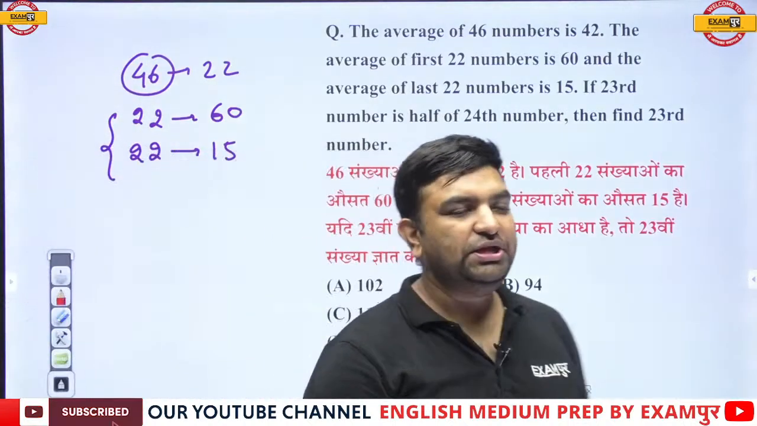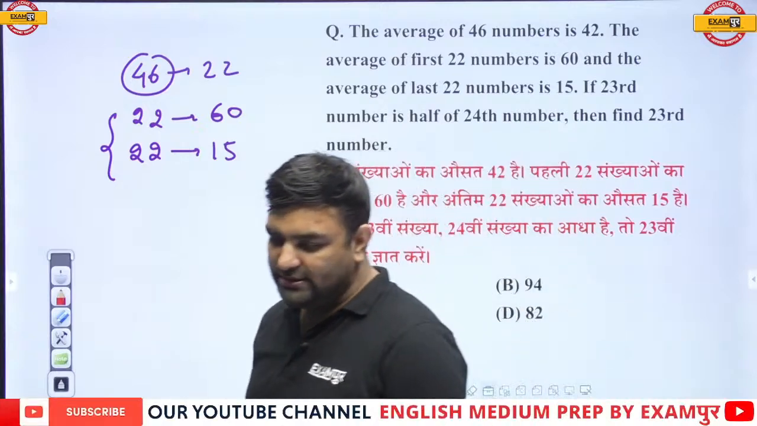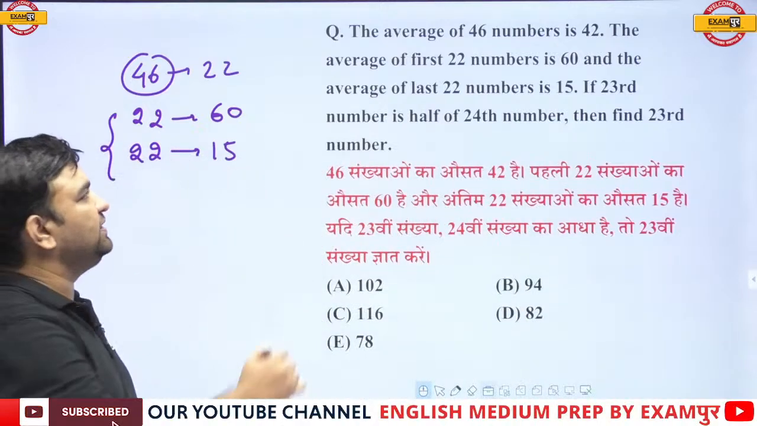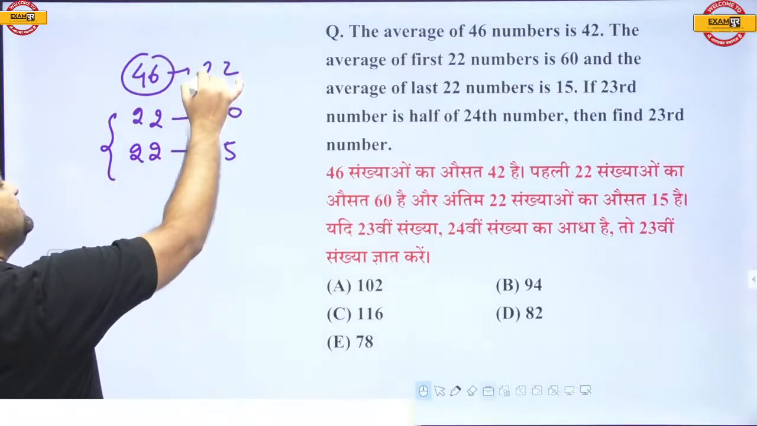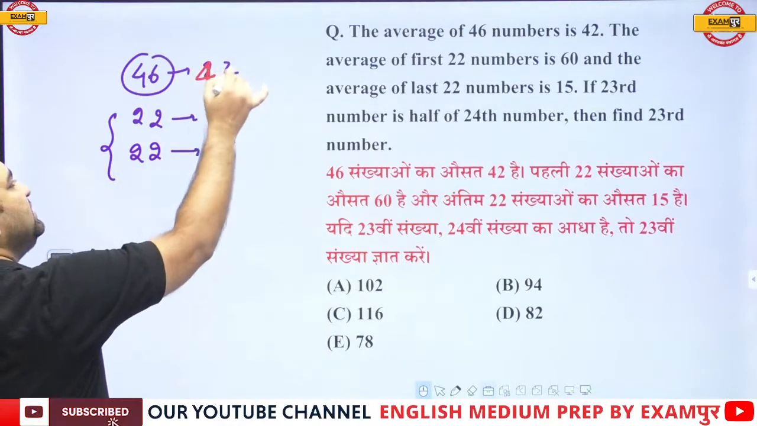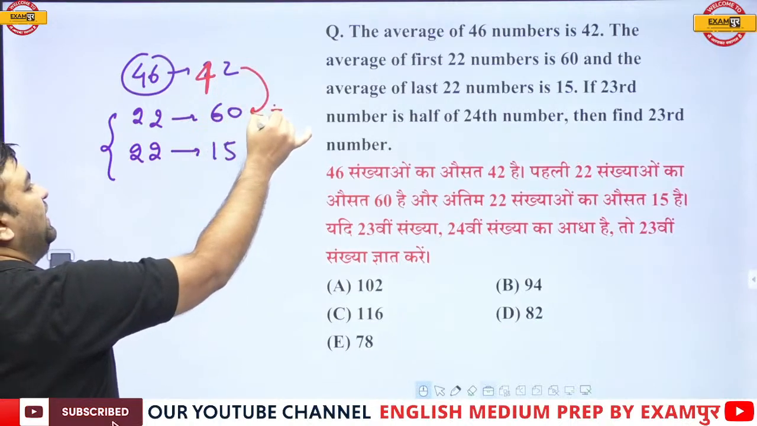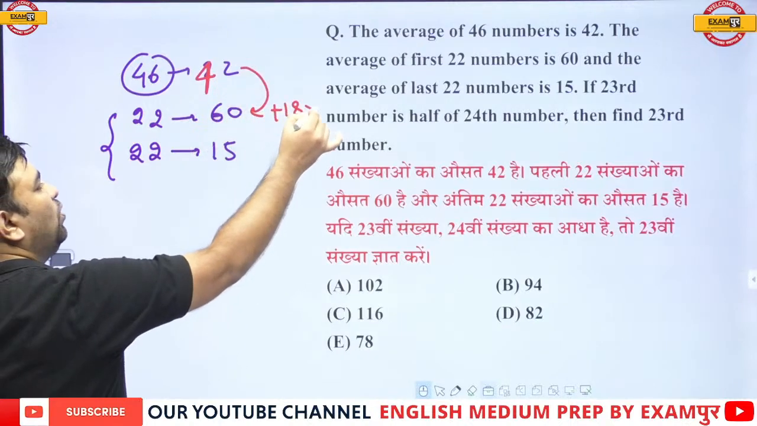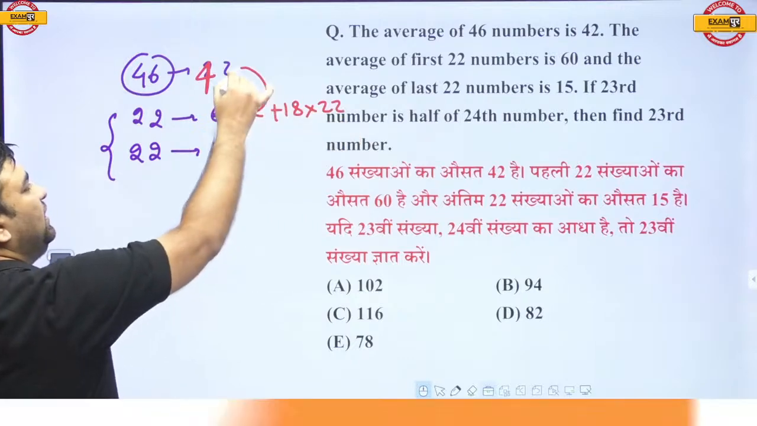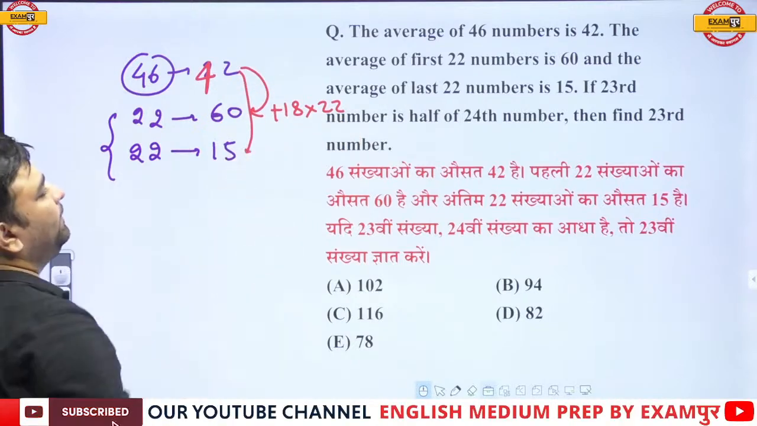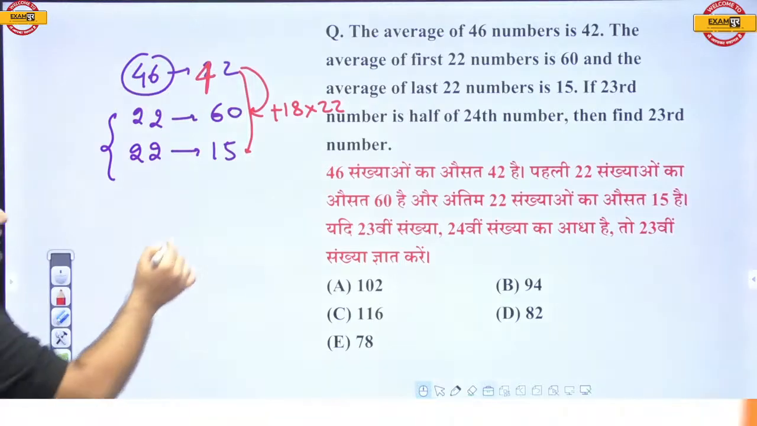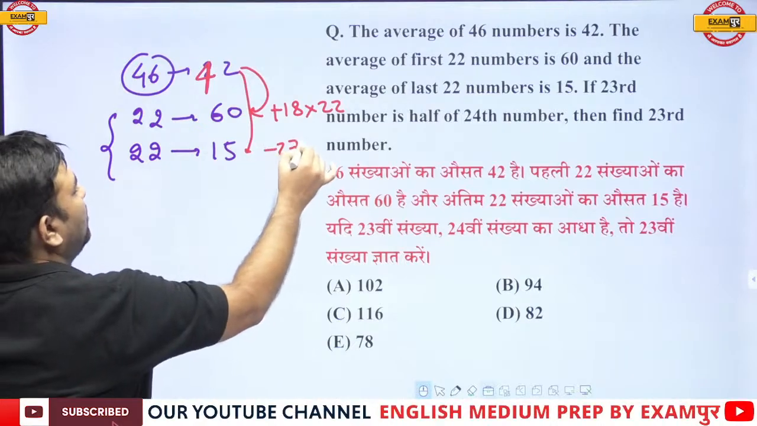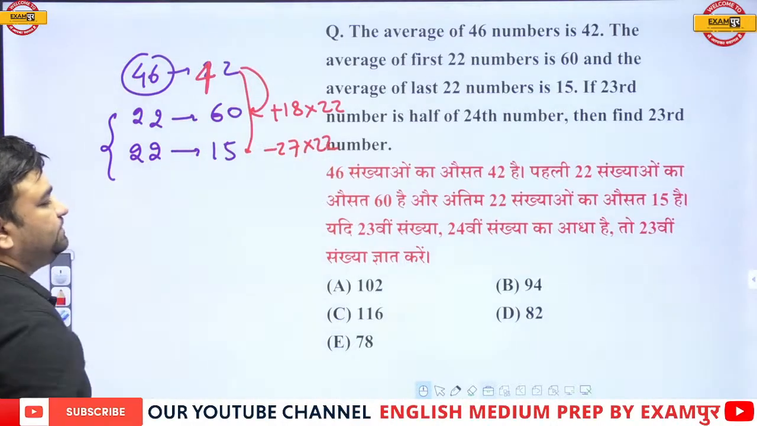So what is the change till now? We will observe it. Here there is an increment of 18 in the average over 22 numbers. Here there is a decrement of, how much? 27 on 22 numbers.